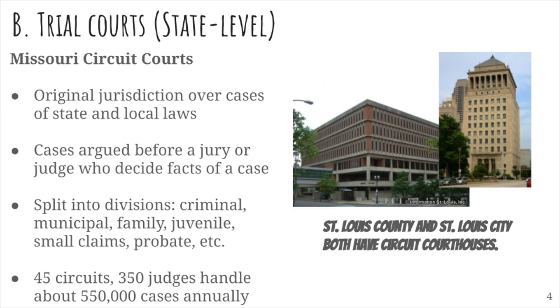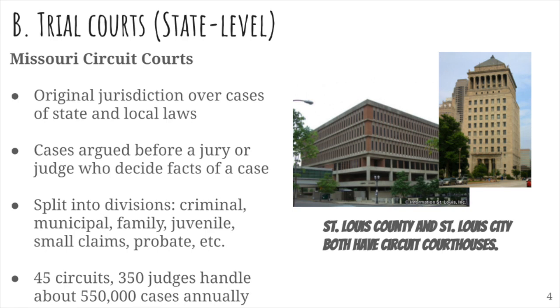So let's start with the most basic courts at the state level, the trial courts. These are referred to as circuit courts. They have original jurisdiction over cases of state and local laws, so that means that they'll be hearing cases for the first time if it involves a state or local law. Cases will be argued before a jury or a judge, depending. Sometimes the defendants have a say in that, who will ultimately decide the facts of a case and determine guilt or innocence or blame in a civil case.